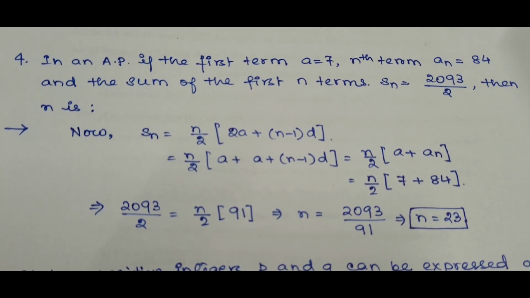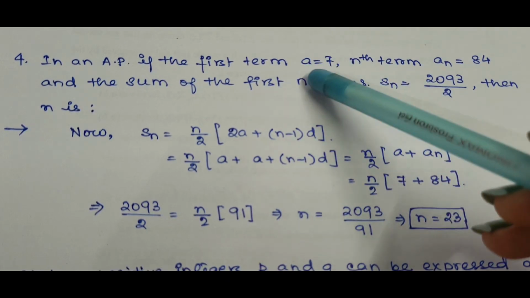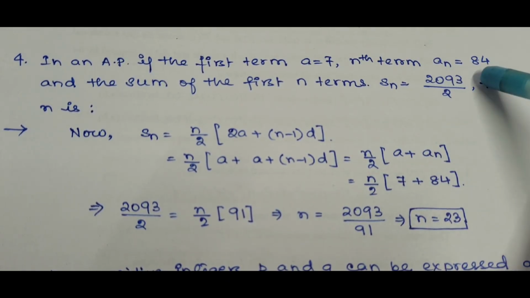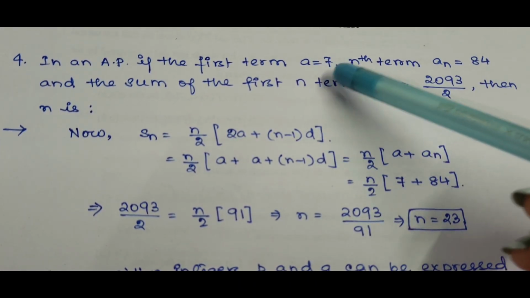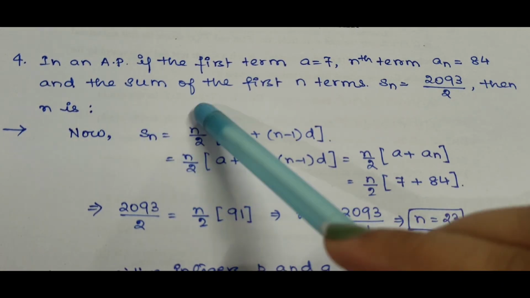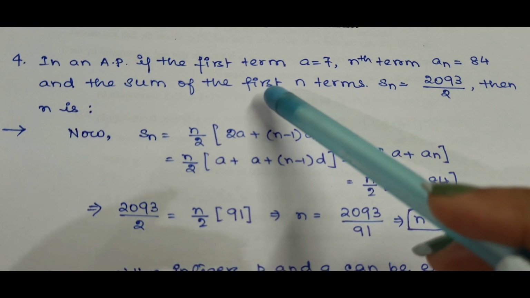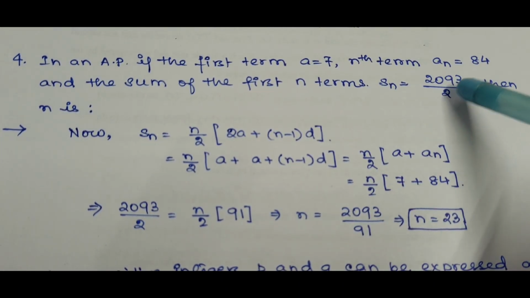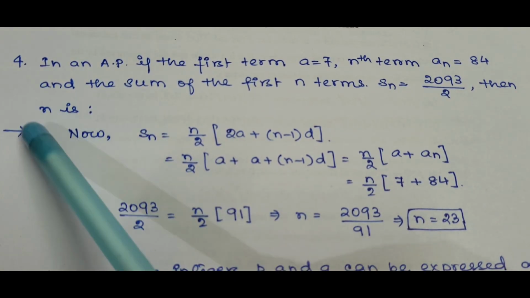It says that in an AP, the first term a is 7, the nth term, that is an, is 84. That is, we have an AP whose first term is 7 and whose nth term is 84. And the sum of the first n terms is 2093 divided by 2. Then we need to find the value of this n.